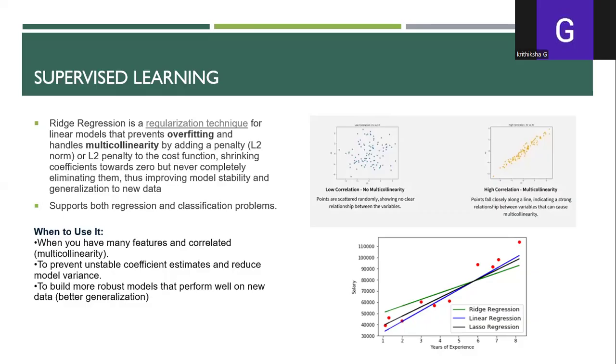We use the supervised learning ridge regression algorithm in such cases when we have multicollinearity in our data set, or if we feel coefficient estimations are very unstable and we need a better generalized model for our cases. You can see another graph as well, a simple example of how ridge regression, linear regression, and lasso regression plot the projection line for the same data, and how different it is.